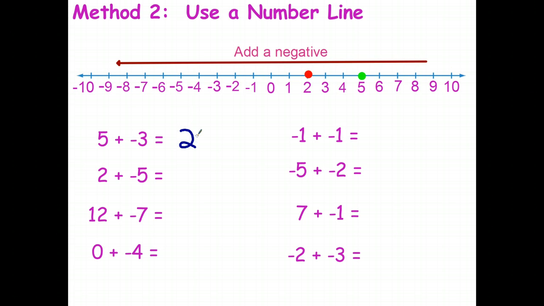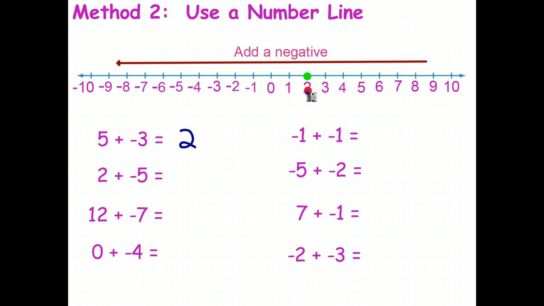Now here's something worth noticing, that adding negative 3 has exactly the same effect as subtracting 3. So you can always think of adding a negative as the same as subtracting, and vice versa. Okay, let's do the second one together. So I start at 2, so I'll move this guy out of the way. Starting at 2, and I'm adding negative 5.